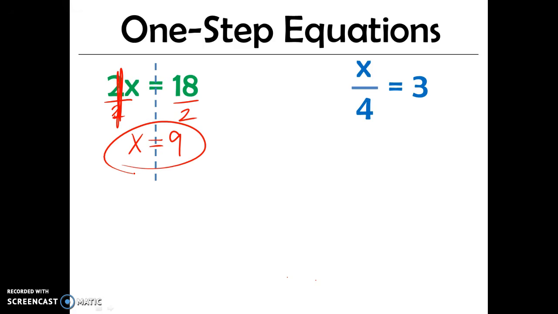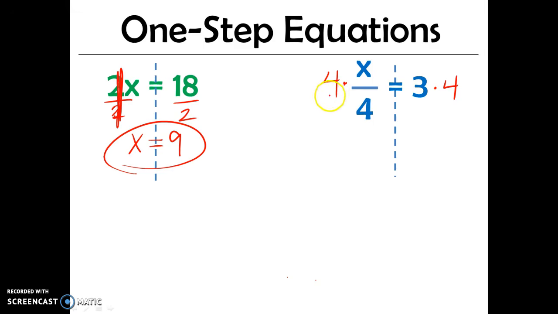Moving on to the next one, we've got x divided by 4, and then that equals 3. So think about the opposite operation. What's happening to x? It's being divided by 4. The opposite of dividing is multiplication, so I want to multiply by 4. Both sides have to be multiplied by the same thing. Again, whatever you do to the left, you have to do to the right.